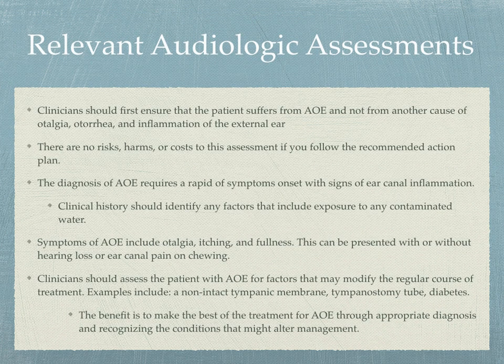Relevant audiologic assessments. Clinicians should first ensure that the patient suffers from AOE and not from any other cause of otalgia, otorrhea, and inflammation of the external ear. The diagnosis of AOE requires a rapid onset of symptoms with signs of ear canal inflammation. A clinical history should identify any factors that include the patient's exposure to any contaminated water. These can be presented with or without hearing loss or pain to the external ear when chewing. When the clinician is certain that the patient has otitis externa, they should assess the patient for factors that may modify the regular course of treatment. Examples include a non-intact tympanic membrane, a tympanostomy tube, or diabetes.